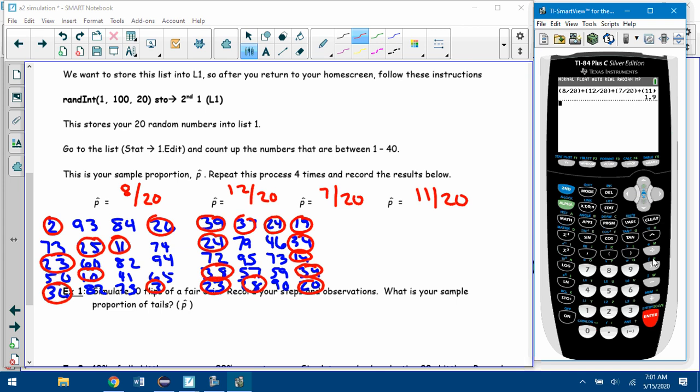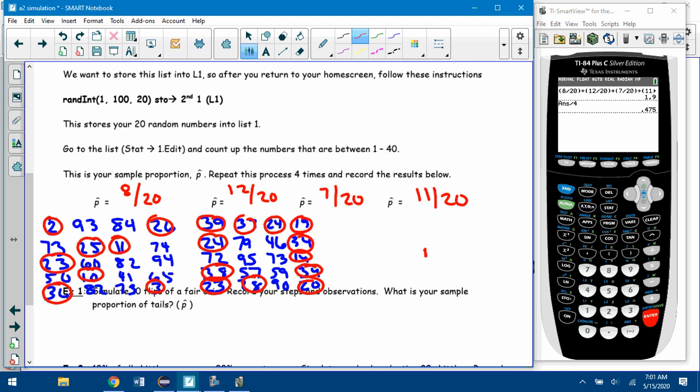Hit enter, divide by 4.475. So they're saying the true population proportion here is about 0.475, which is close to 40%. It's not exactly, but it's a good estimate of it. Okay, so this is another way to simulate picking chips out of a bag without actually picking chips out.